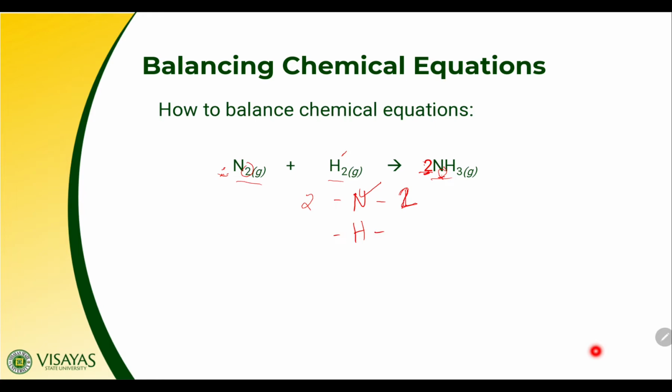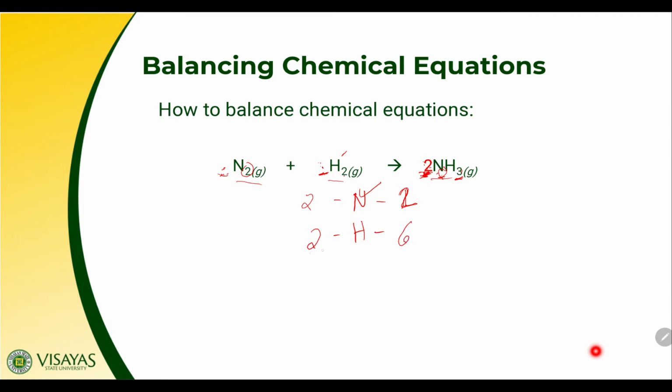Next, for the hydrogen atom on the left side of the equation, since we cannot see any number here, there is 1 in here. So we have 1 times 2, we have 2 hydrogen atoms on the left side of the equation. Whereas on the right side, we have 2 times 3. So what you do again, we multiply the coefficient with the subscript of each of the elements. We have 2 times 3, we have 6 hydrogen atoms on the right side.